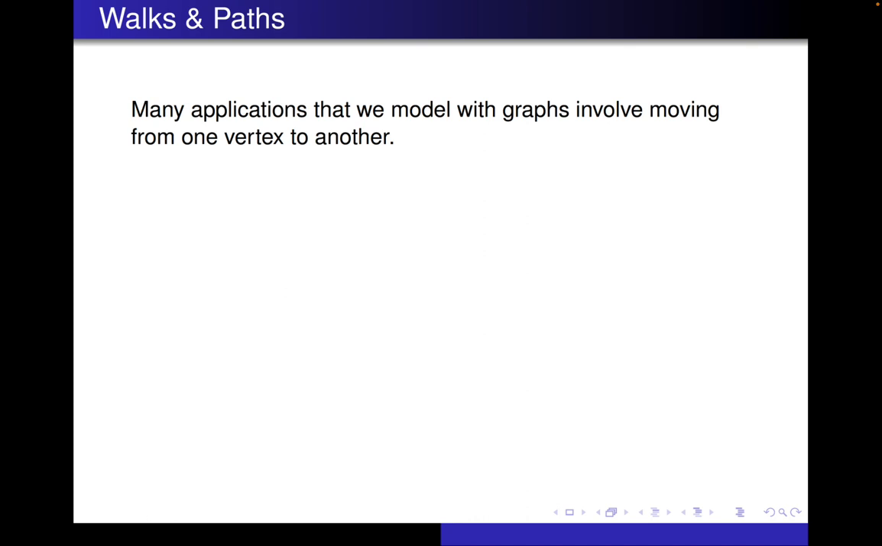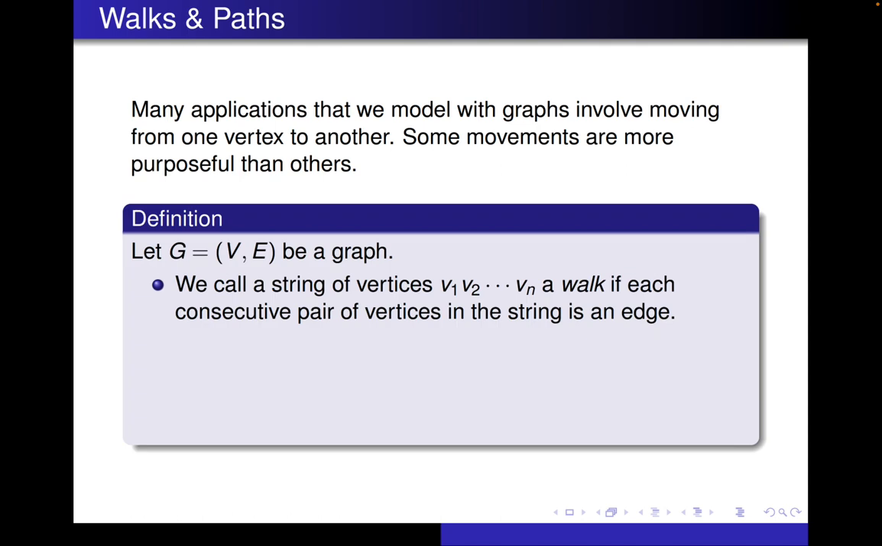So there are a lot of applications of graphs, but some of the applications involve moving from one vertex to another. Some movements are, well, I call them more purposeful, but they have different requirements than other types of movements. But most of the time when we move from one vertex to the next, we're moving along an edge. So we're moving between adjacent vertices.